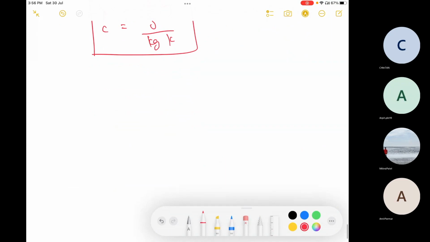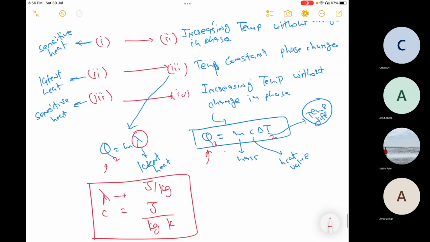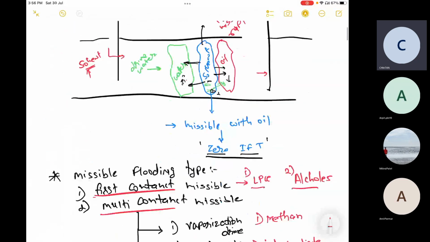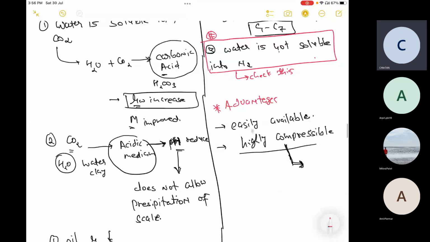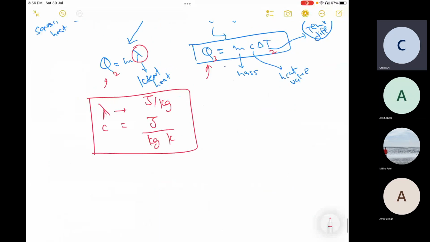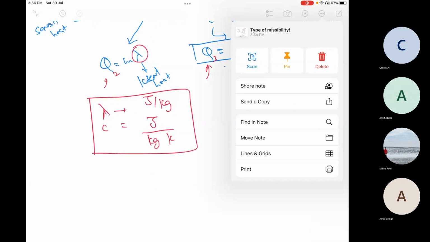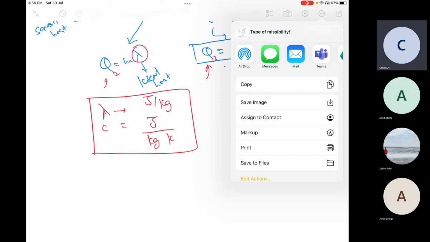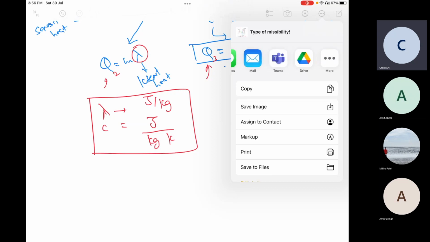Okay, so this is from my side for miscible flooding, and we have already started thermal flooding as well. So any doubts or anything you want to ask, or we can conclude this session for today.